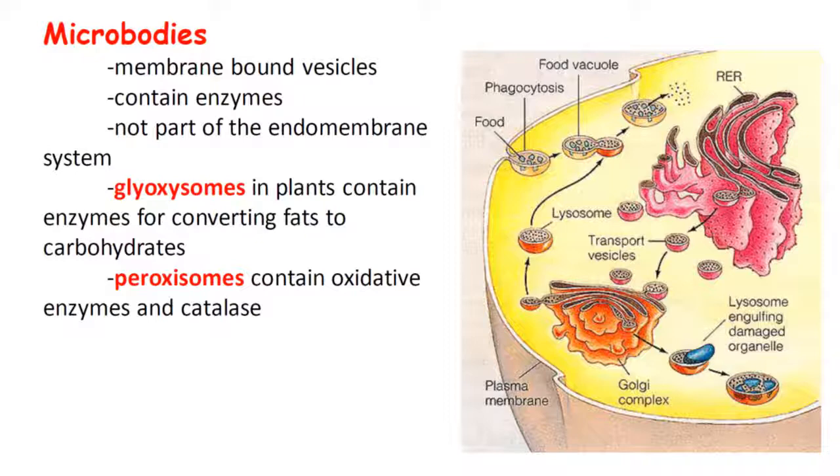Microbodies. These are membrane-bound vesicles that contain enzymes and are not part of the endomembrane system. Glycosomes in plants contain enzymes for converting fats to carbohydrates. Peroxisomes contain oxidative enzymes and catalase.